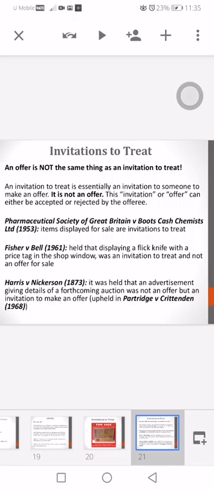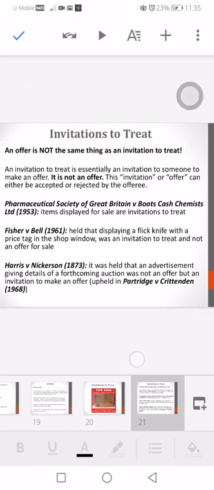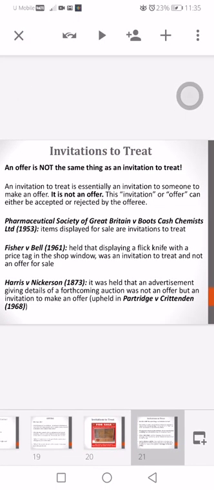Based on the case Pharmaceutical Society of Great Britain versus Boots Cash Chemists Ltd, 1953, this display for sale is an invitation to treat. In Fisher versus Bell, displaying a flick knife with a price tag in the shop window was an invitation to treat and not an offer for sale.